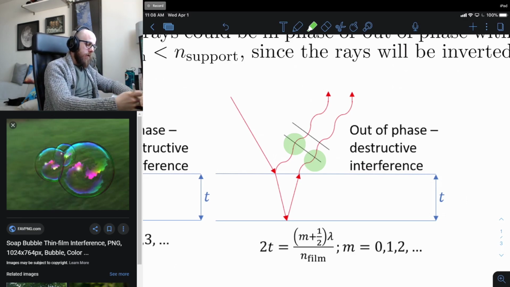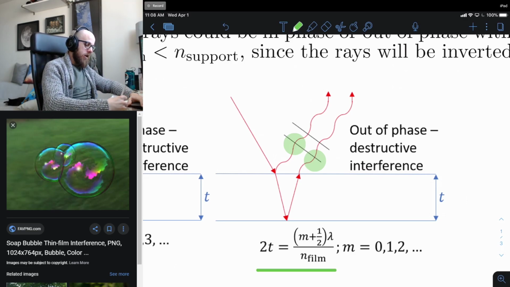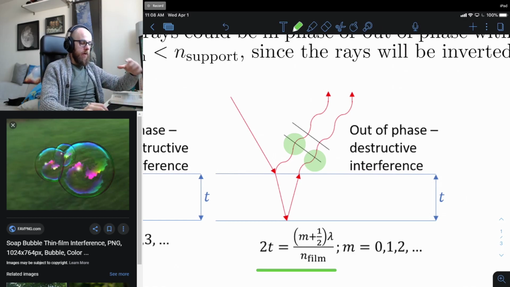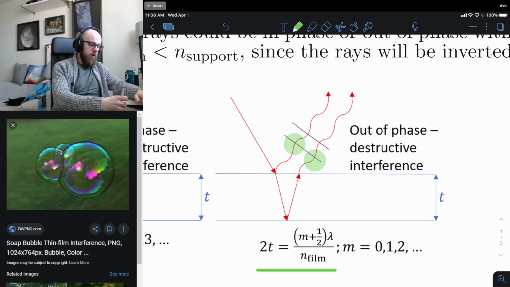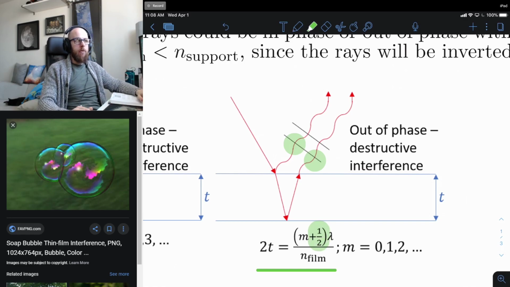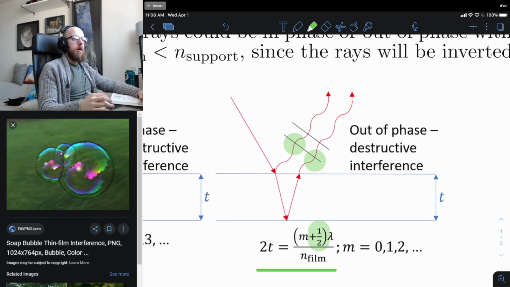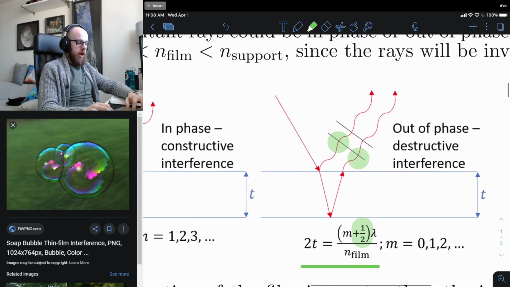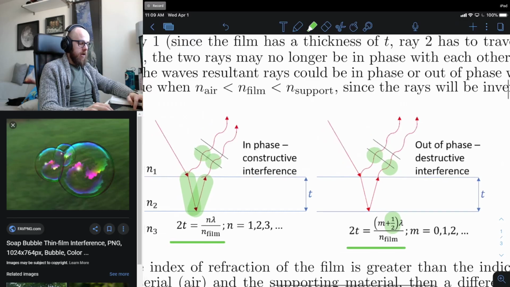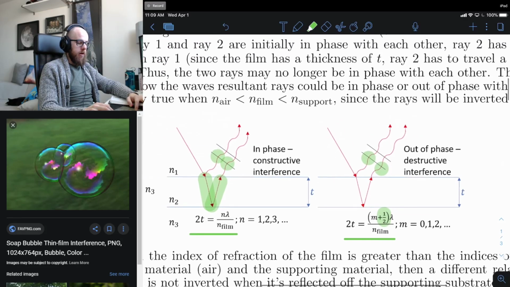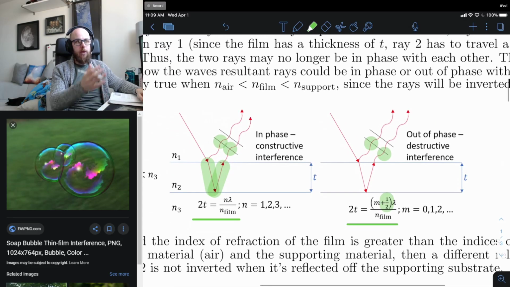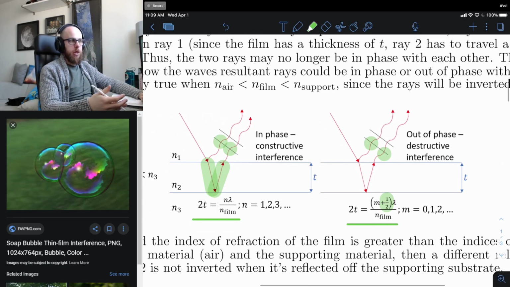And again, if we look at the formula, we can see that the thickness of the film is some half-wavelength multiple, the m plus 1/2 of the wavelength. Meaning that when the wave emerges, it'll be out of phase with the original wave. And so we have two cases here where the outgoing waves will either be in phase or out of phase with each other.